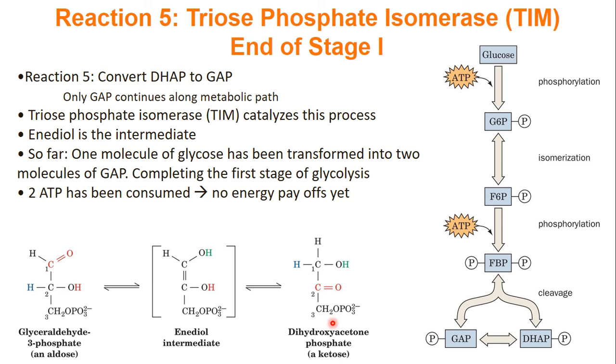And after reaction 5, we are done with the first phase of glycolysis, that is putting in energy. So just to recap, we took glucose, added ATP to make G6P, did isomerization to make F6P, added another ATP to make FBP, split this FBP in 2 to make GAP and DHAP, then converted our DHAP to GAP. So far, 2 ATP have gone in, no energy has come out.